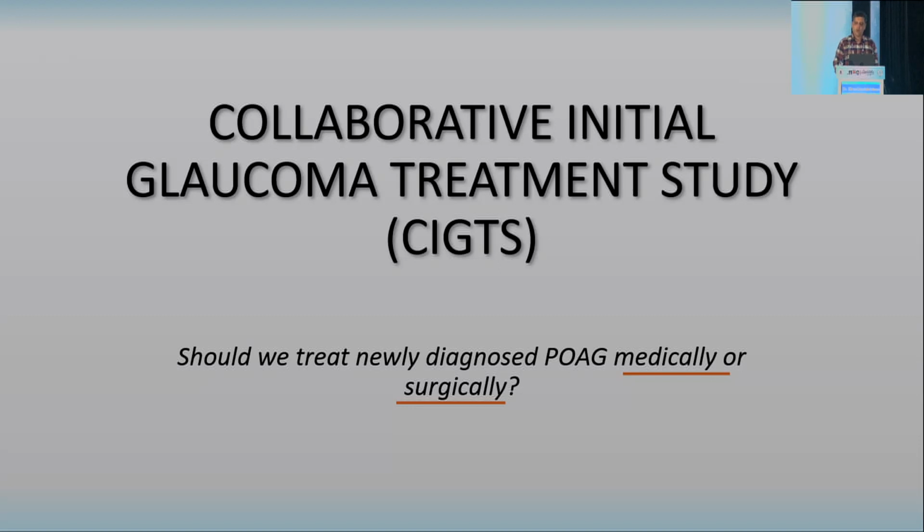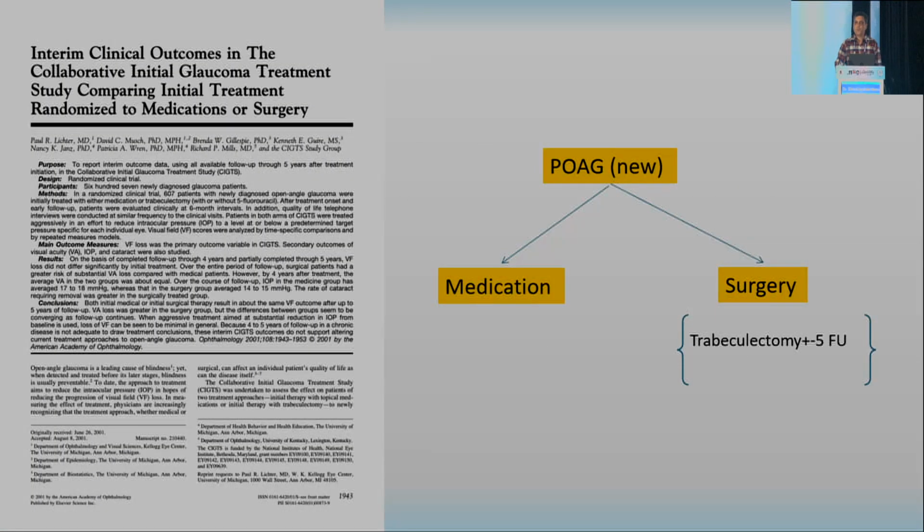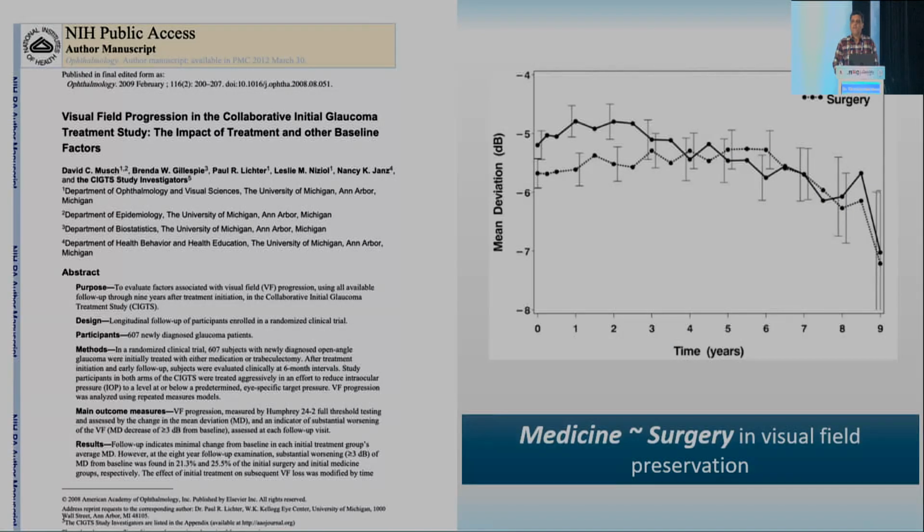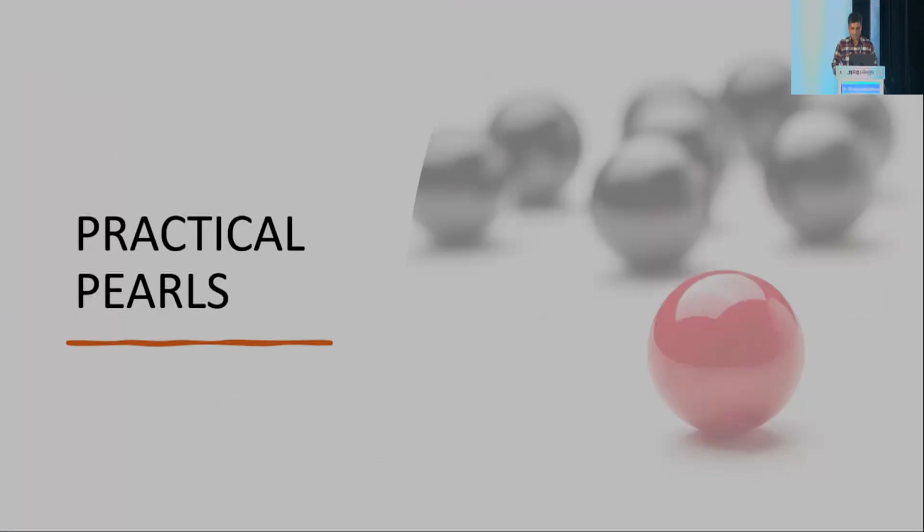The collaborative initial glaucoma treatment study looked at the choice of whether we should treat newly diagnosed POAG medically or surgically. The patients were randomized to receive either medication or surgery, which involved trabeculectomy with or without 5-fluorouracil. And the headline results were that both the medication and the surgical arm were equally effective in visual field preservation over a 9-year time frame.